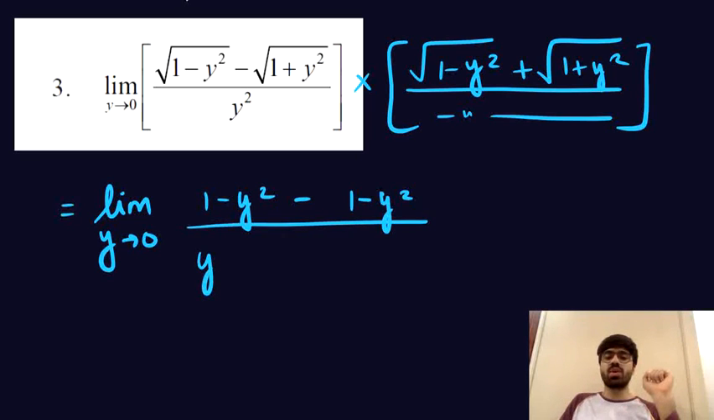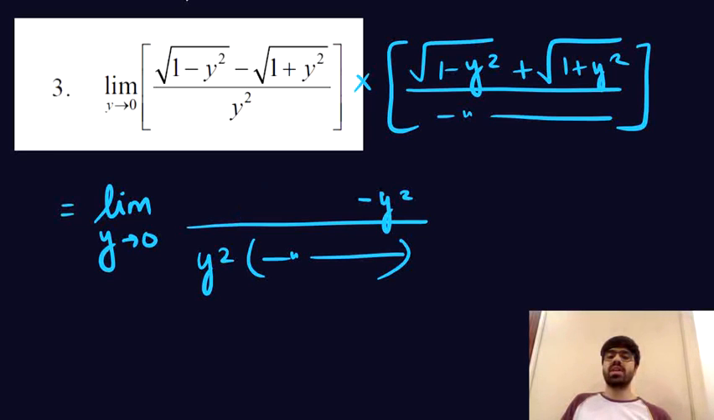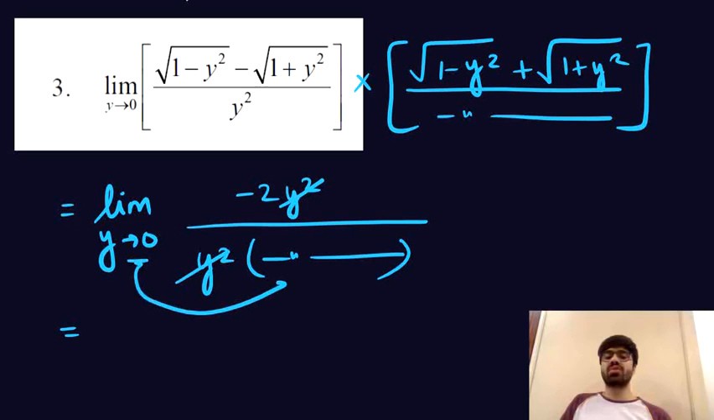the whole divided by, you have a y square, and then there is this entire root expression which you had in the denominator right here. So 1 minus 1 makes it 0, and we had minus y square, right? Yeah, so minus y square makes it minus 2y square in the numerator. Y square gets cancelled, and all you need to do is put y equal to 0 in the leftover expression to evaluate the final answer.